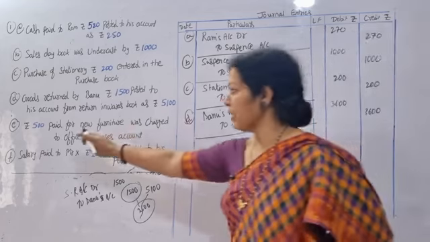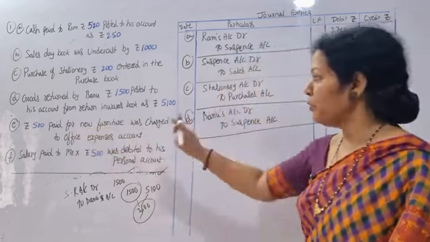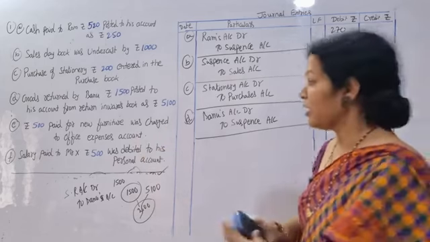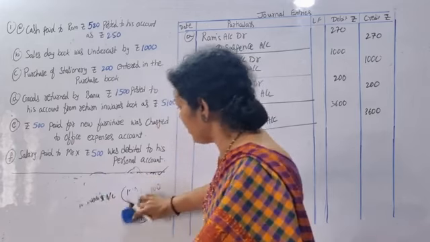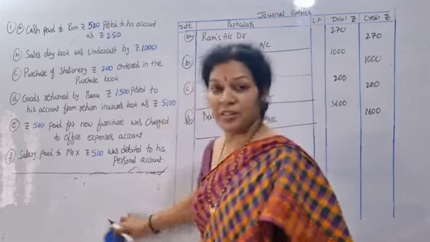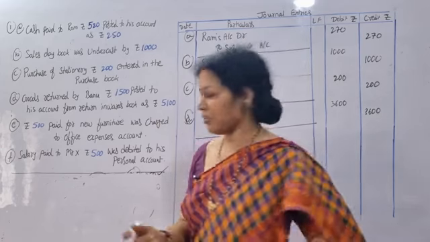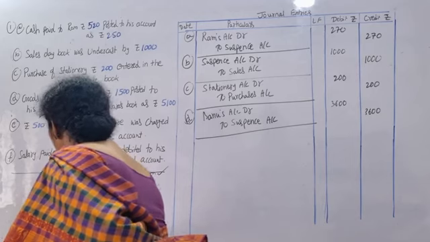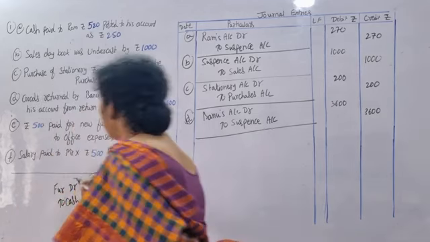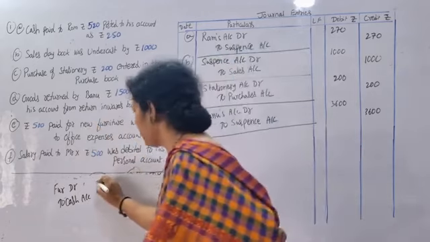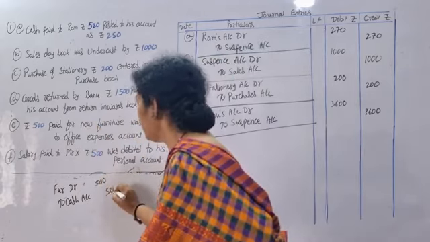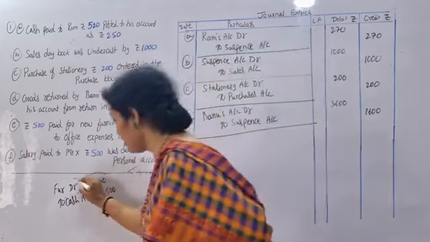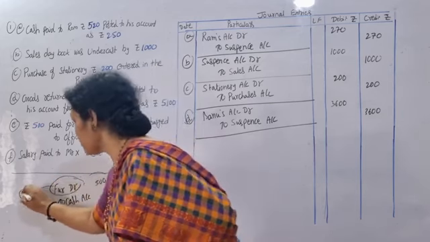Okay. Now the fifth one. 500 rupees paid for new furniture was charged to office expenses. Whenever we are purchasing furniture, what is the entry? Furniture account debit to cash account, right? How much is the amount? 500 rupees. The original entry is this one. But furniture was charged to office expenses.